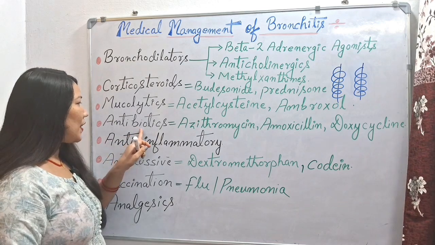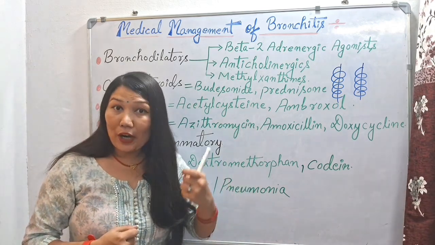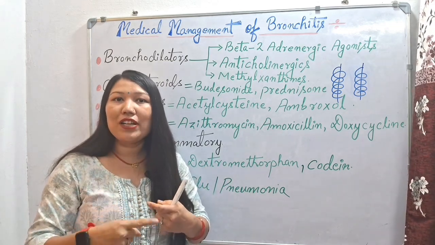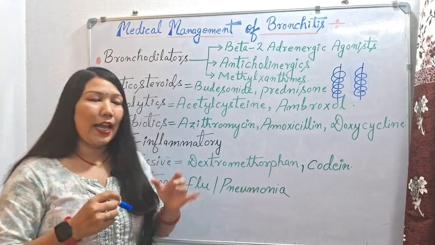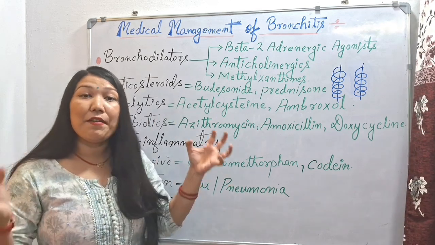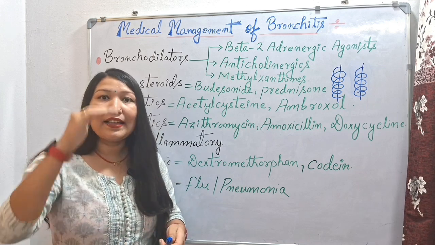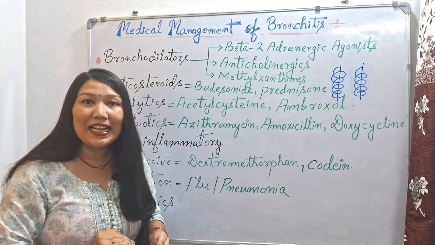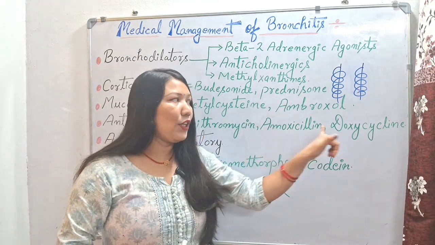Next we have antibiotics. If the patient is having a bacterial infection, normally in acute bronchitis there is viral infection as well as bacterial infection. The viral infection will heal by itself in 1 to 3 weeks, but if some person is having a bacterial infection, or there is chronic bronchitis and the person is having a bacterial infection, then we will provide antibiotics for inhibiting the effect of bacteria or for diminishing the growth of bacterial infection. We have examples like azithromycin, amoxicillin and doxycycline.